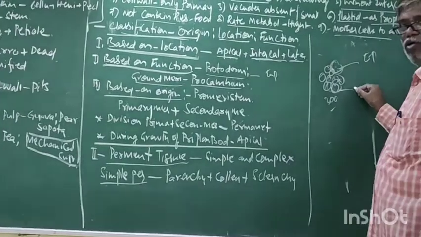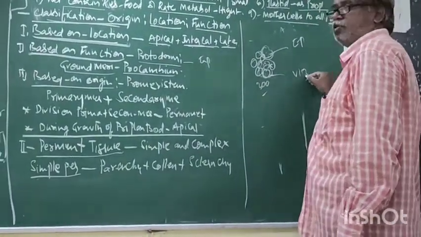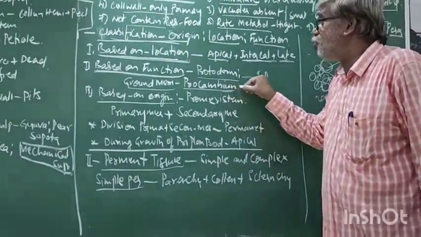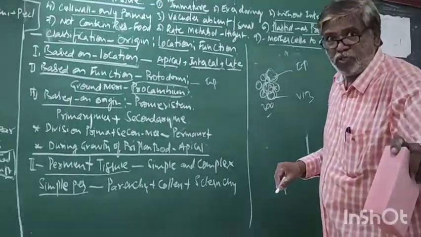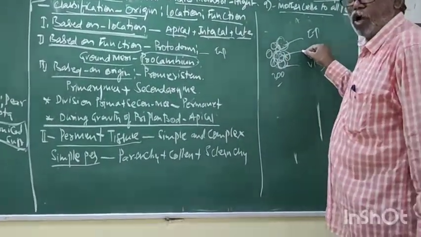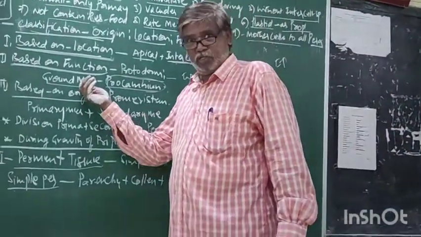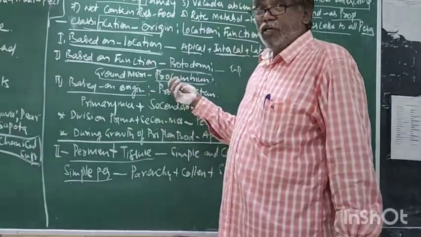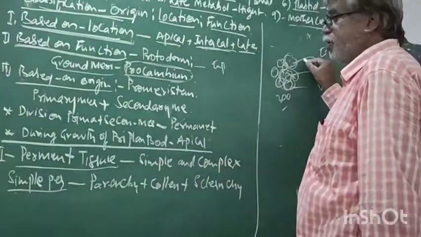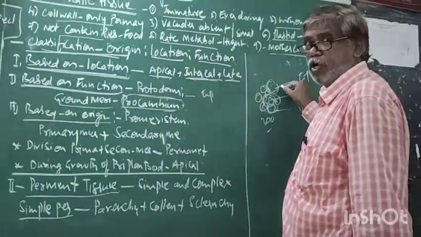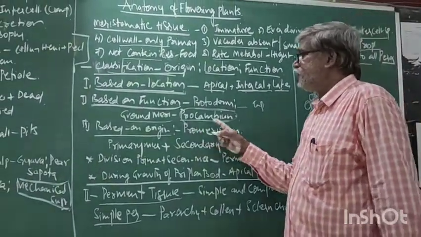Another 100 stop the division, undergo differentiation and form the vascular bundle, xylem and phloem. That is called procambium. The remaining cells stop the division, undergo differentiation and form collenchyma, parenchyma, sclerenchyma. That is called ground meristem. So this is the responsibility, the function: protoderm, ground meristem, procambium.